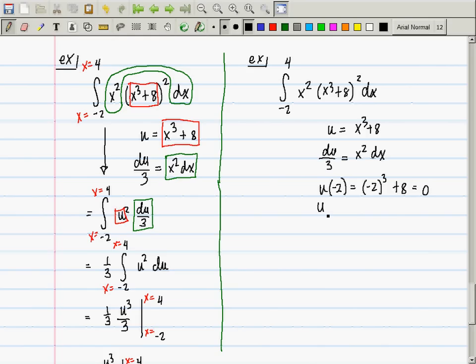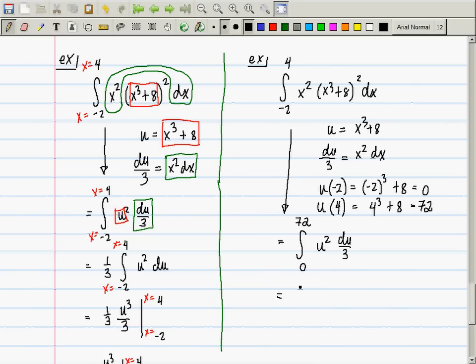And then what if you plug in 4 for u? That's 4 cubed plus 8. Well, 4 cubed is 64, plus 8 is 72. So now we'll do the substitution, with new limits. This will be the integral from 0 to 72 of u squared du over 3.